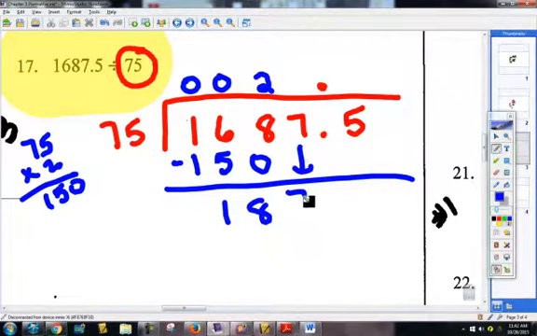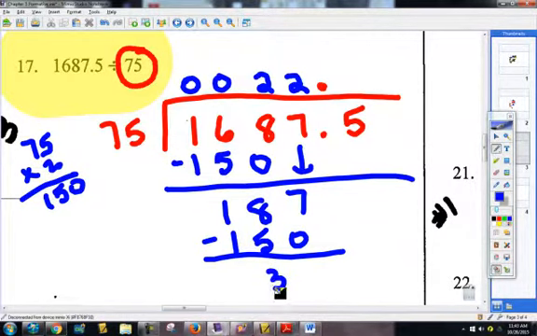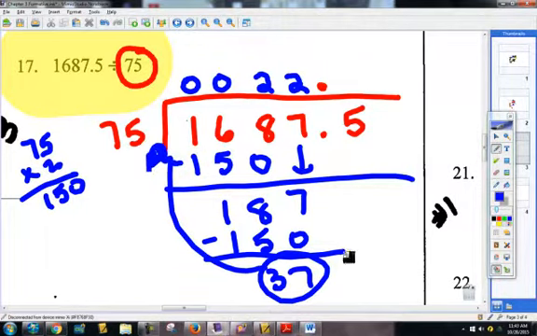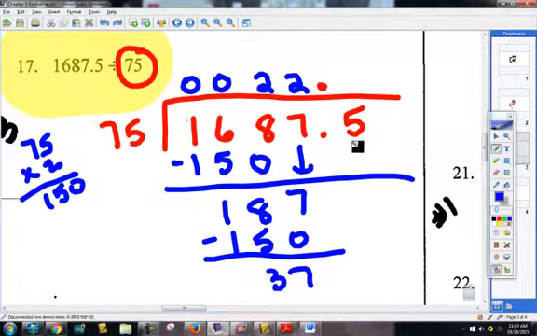Now once again, I know that 75 times 2 is 150. That's still really close to 187. So I think that it'll only go in 2 times, and we'll be able to check. Remember how we check, guys? We make sure that this number right here is smaller than the divisor. Remember that? And if it's larger, you've done something wrong. So now I'm ready to bring down my 5.